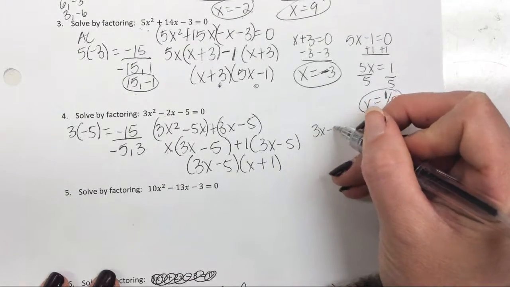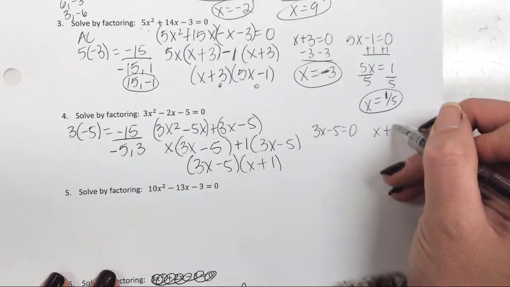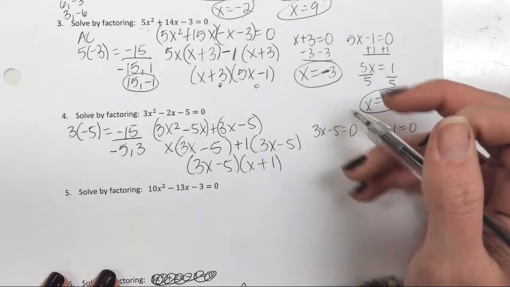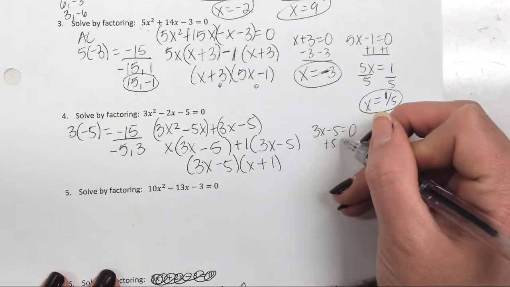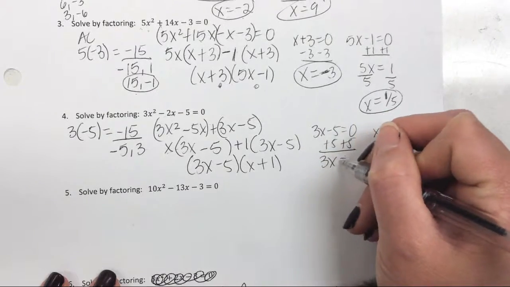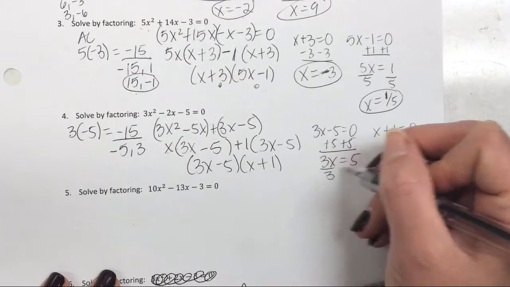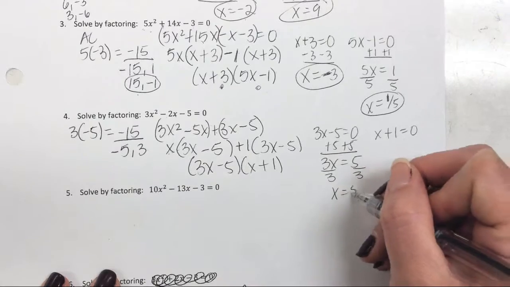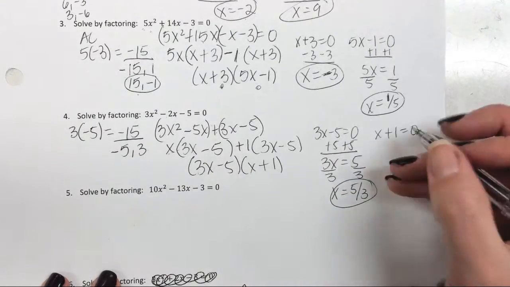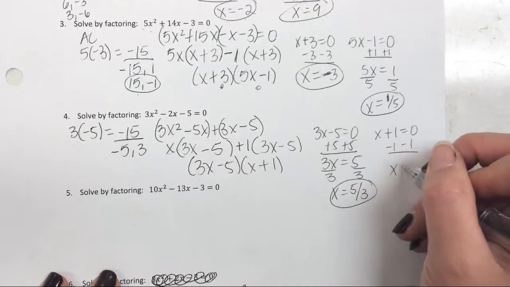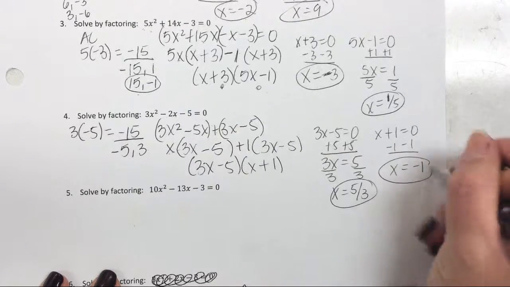Now I just set them both equal to 0. This one I have to add 5 to both sides. So I'll get 3x equals 5. Then I have to divide by 3. So I get x equals 5 over 3. In this one, I just subtract 1 from both sides, so I get x equals -1.